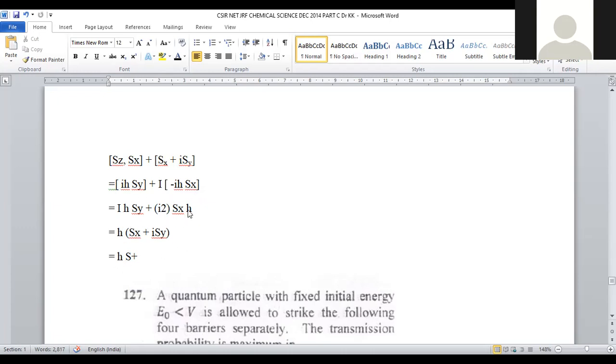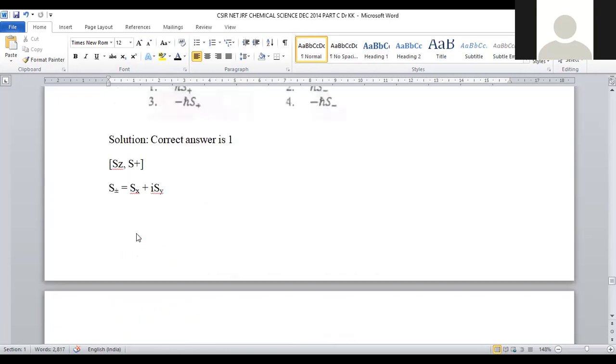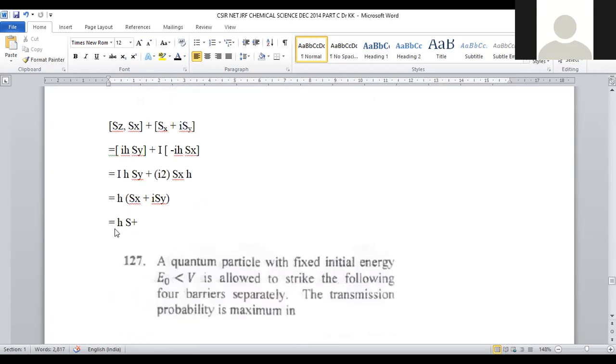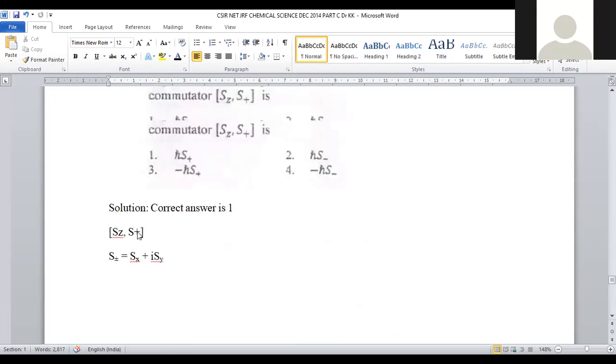So if we expand this equation, now in both the sides we have h as a common term. So that h taken as the common, then sx plus isy. This sx will be taken, isy will be taken, then sx plus isy. What is the value? That is s plus or minus 1. Then h cut s plus can be taken. So this term we can substitute with the s plus.